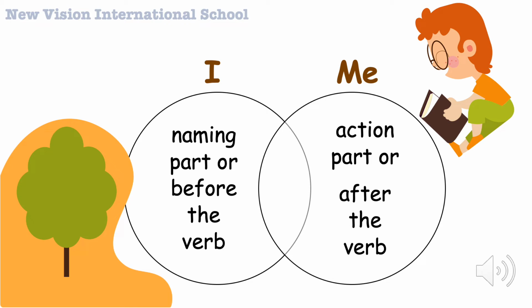Let's compare and contrast I and me. The pronoun I is found in the naming part. It is written before the verb, while the pronoun me is found in the action part. It is written after the verb.